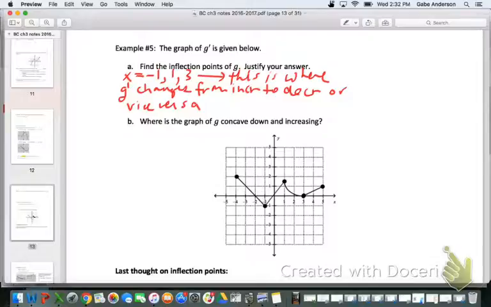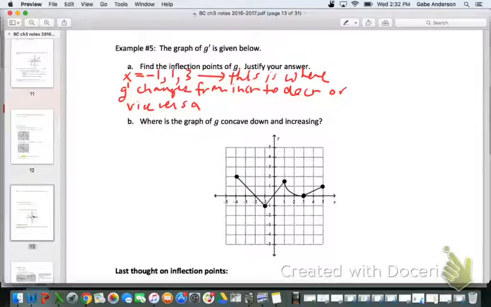B says, where is the graph of G concave down and increasing at the same time? Where do both of these characteristics apply? Again, we're going to try to justify ourselves or give a reason for what we said. So take a minute, look over B, see what you think. I have the advantage of having a highlighter. I'm going to look at this and say, all right, where's the graph of G concave down and increasing? Here's how I'm going to look at this.